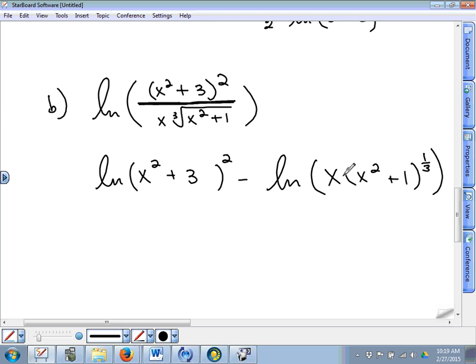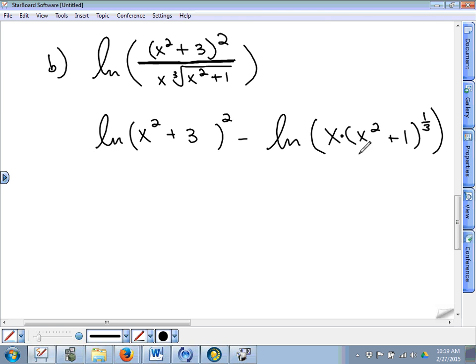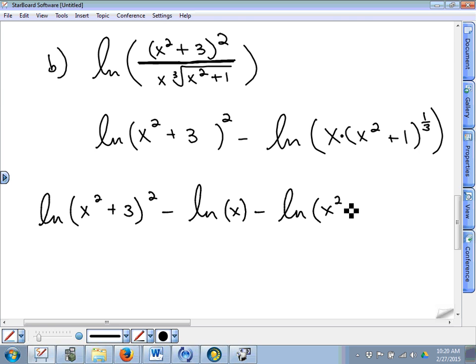So Gabe, what is this right here? This is a product. So we have x times x squared plus 1 to the 1/3. Isn't that a product rule? You're going to have to add. So can we further expand this? Yes, we should, because there's a product inside here. So I would further expand into 2 more logarithms. You're going to have a total of 3.